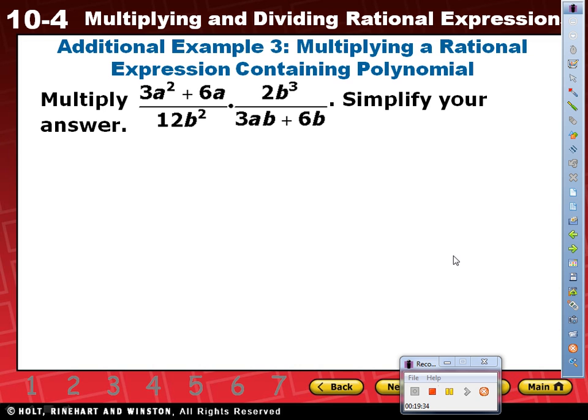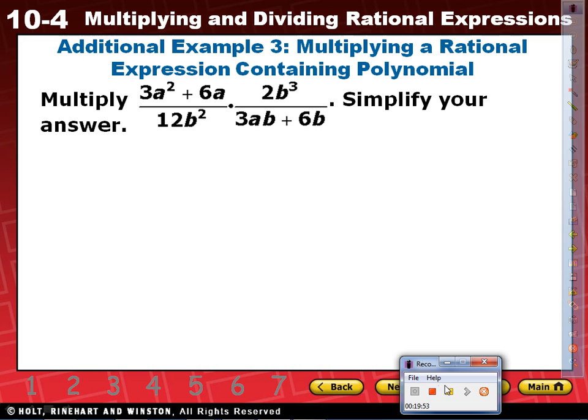Copy this one, please. Example 3. 3a squared plus 6a over 12b squared times 3b cubed over 3ab plus 6b. Copy that. Okay, this one. Example 3. Multiply 3a squared plus 6a over 12b squared times 2b cubed over 3ab plus 6b.